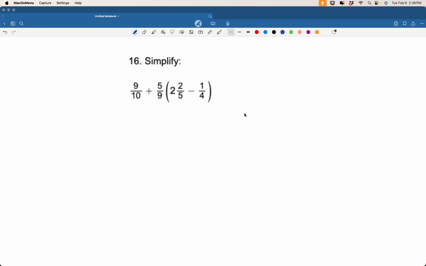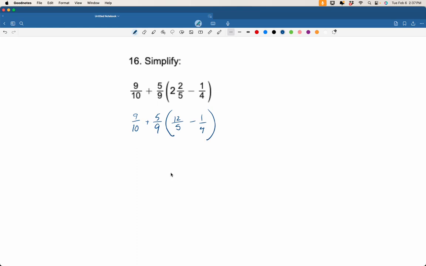It said that you need to simplify. So the first step whenever looking at any of this is we can't do math with mixed numbers. It's almost impossible, because we need a certain level of flexibility and maneuverability, and you just can't get that with a mixed number. So the first step is always to get rid of those. So 9 over 10 plus 5 over 9. Get rid of the mixed number. That's 5 times 2 is 10, plus 2 is 12 over 5, minus 1 over 4.